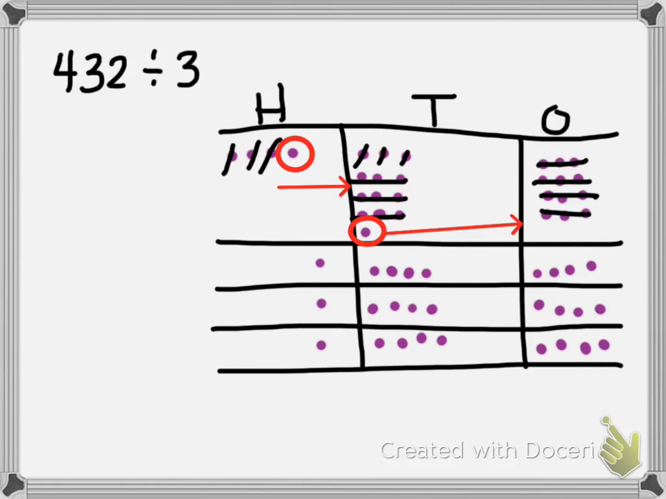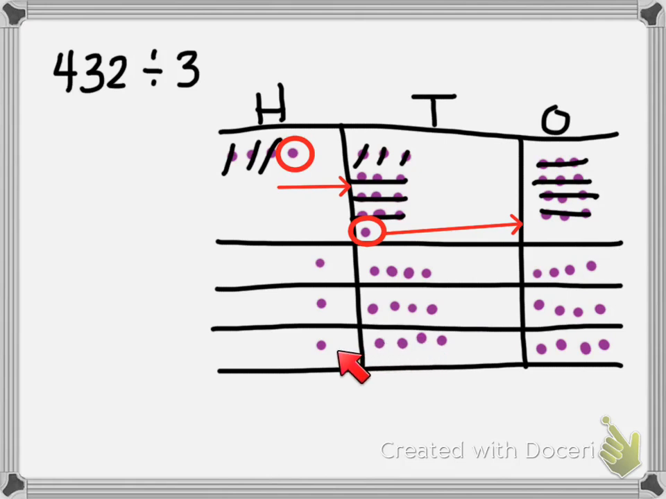This answer does not have a remainder. I'm going to put a dot in my ones column over here. If I had an extra 1 up here, then this would turn into my remainder. As you know, when we divide, sometimes we have remainders. There is no extra dot there, so there's no remainder in this problem. There's nothing left over. My answer is right here.